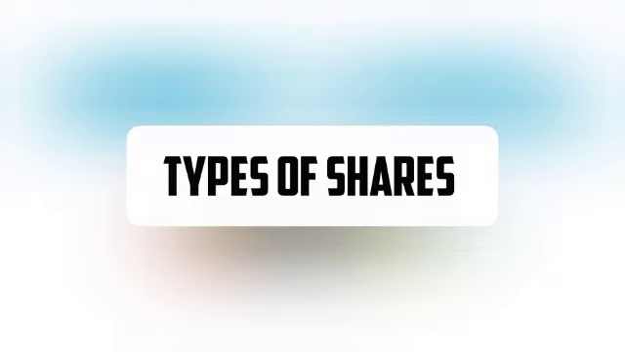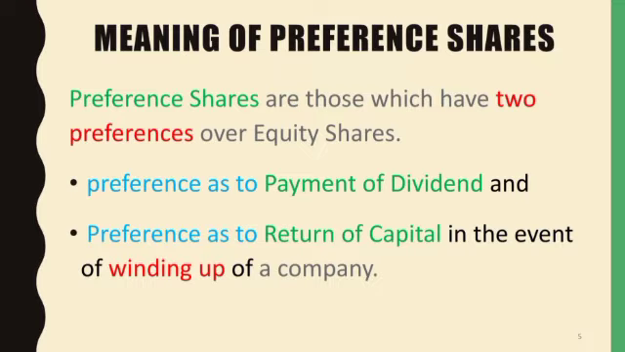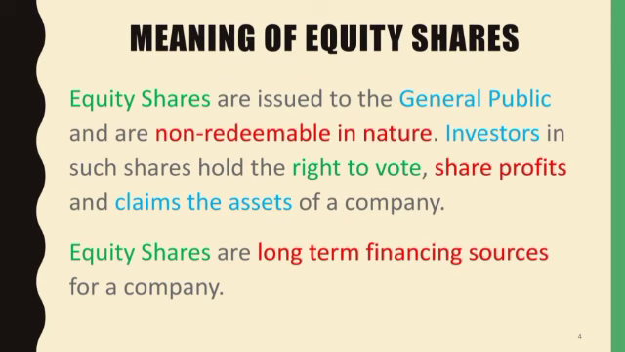Types of shares. Meaning of preference shares. Preference shares are those which have two preferences over equity shares: preference as to payment of dividend, and preference as to return of capital in the event of winding up of a company. Meaning of equity shares.